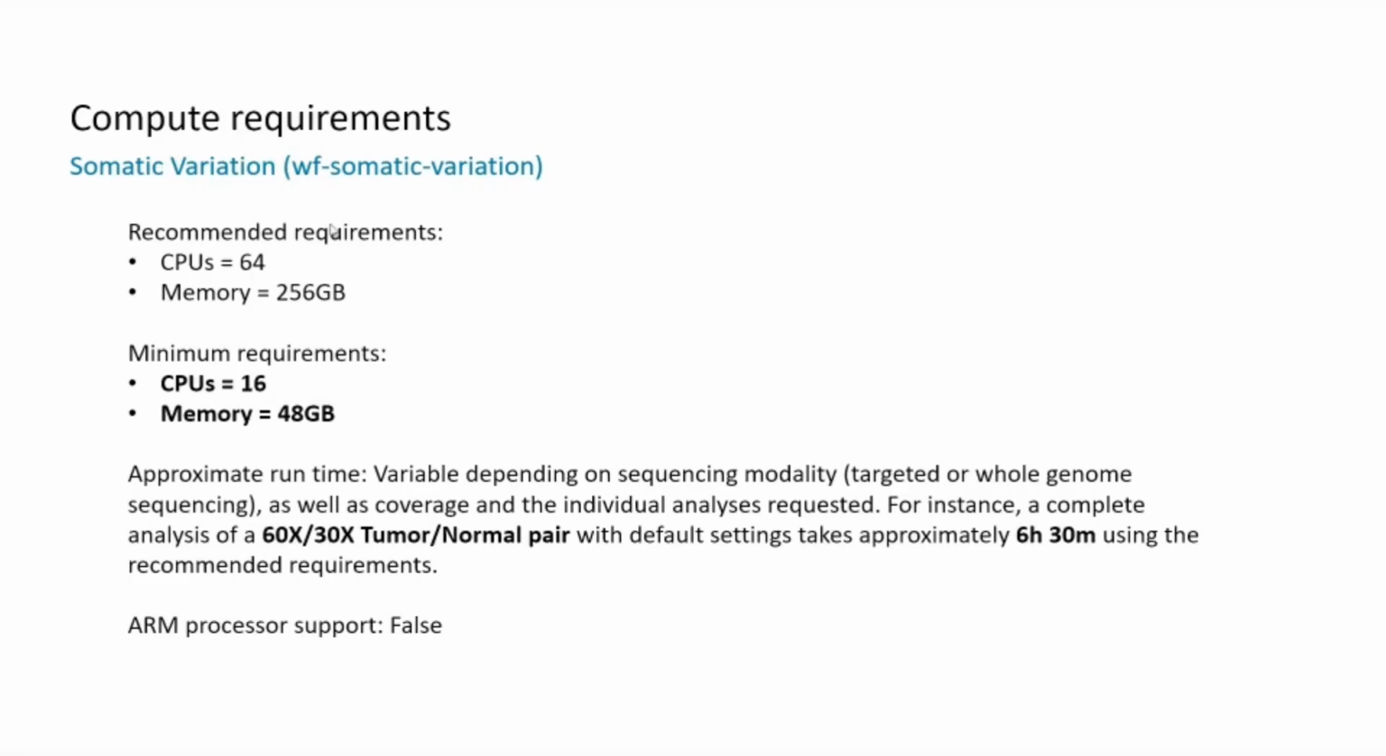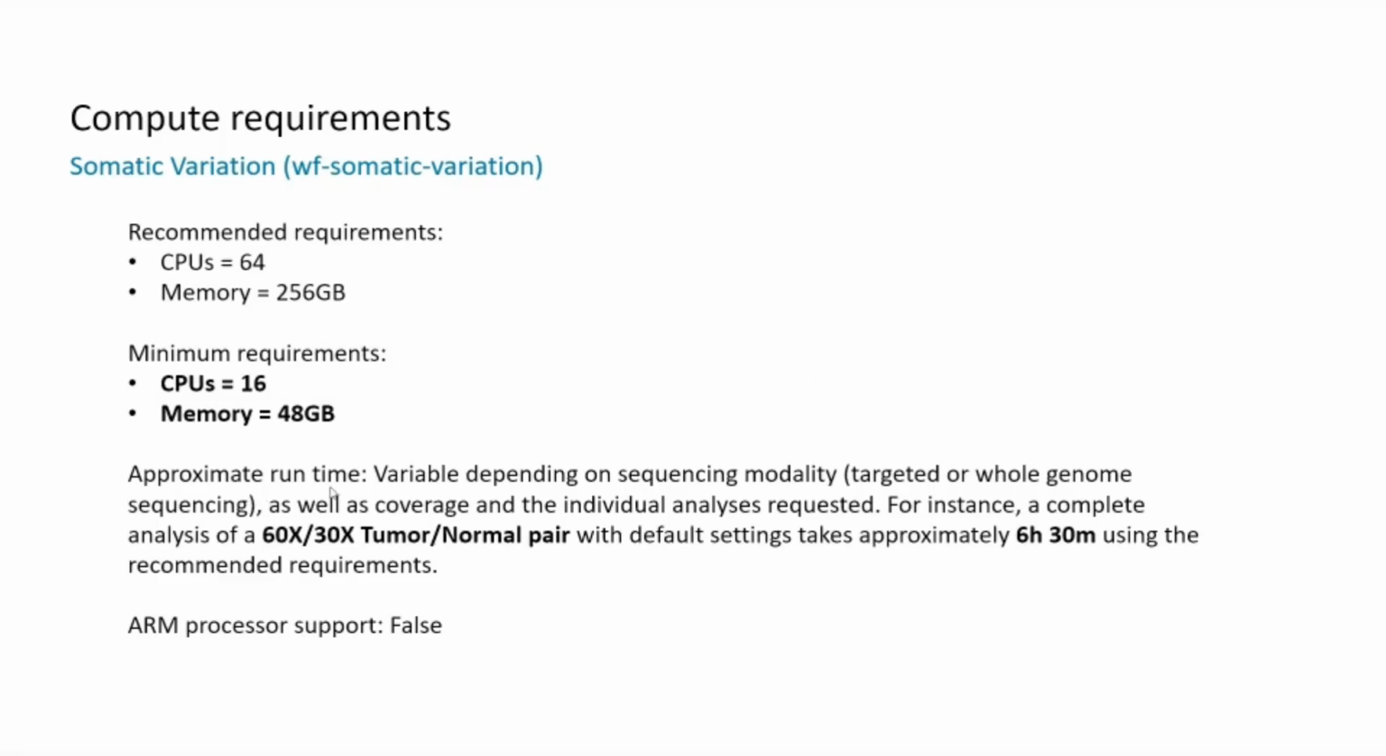So for the compute requirements, in order to do the somatic variation analysis, the recommended computer specs are 64 CPUs, and the RAM or memory is ideally more than 256 GB. But this is the recommended requirement. Normally, if the computer passes the minimum requirements, it should be okay to run the analysis as well. It just might take slightly longer if there are a lot of samples to be analyzed.